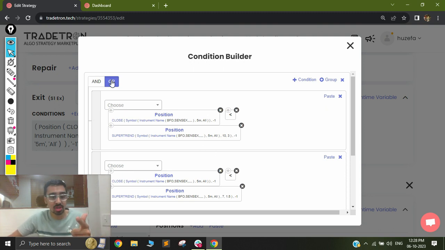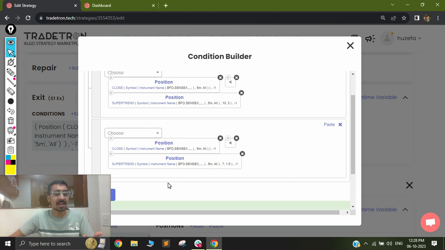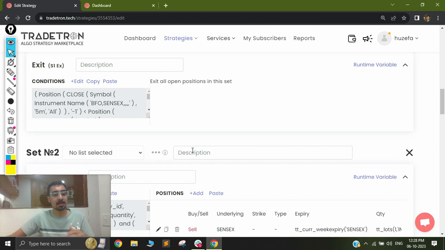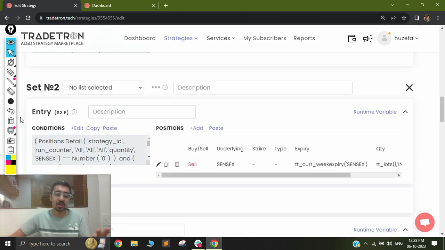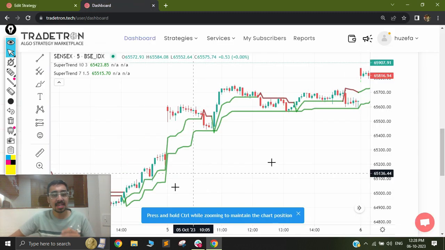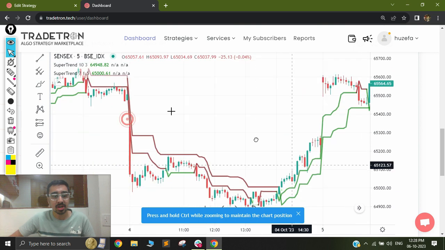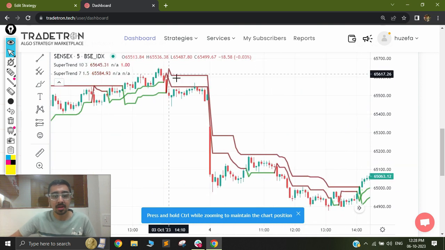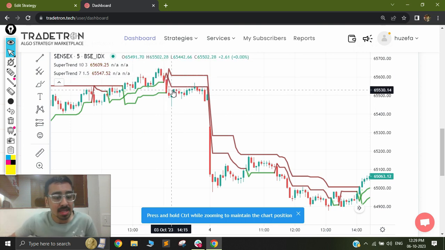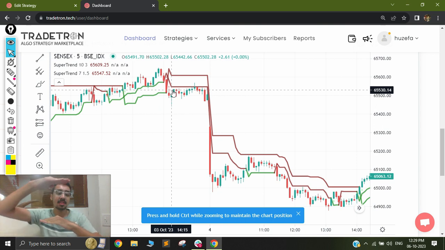Once this happens, my conditions for my entry of set 2 and set 1 both will be checked continuously. Now my set 2 is exactly opposite. In set 2, I'm looking for my short condition. So let's say when something like this happens, where both these super trends out here change to a red color, which means you can see the close is now less than the super trend. So super trend 7 1.5 and 10.3 are both here and my close value is here. In that case, I will basically want to take a trade. So this is the condition that I have built for it.